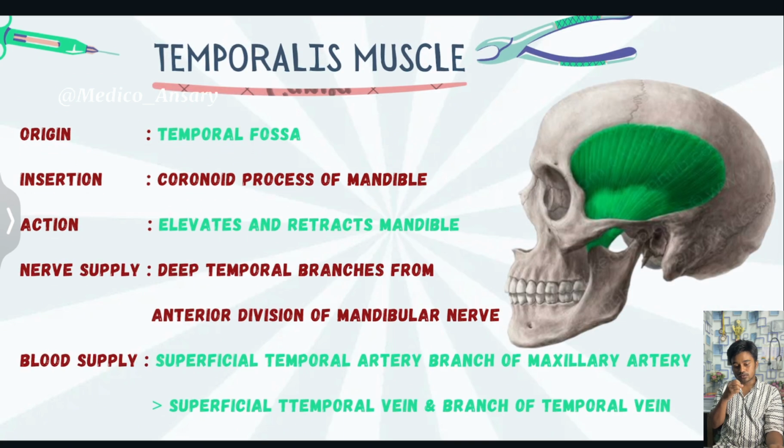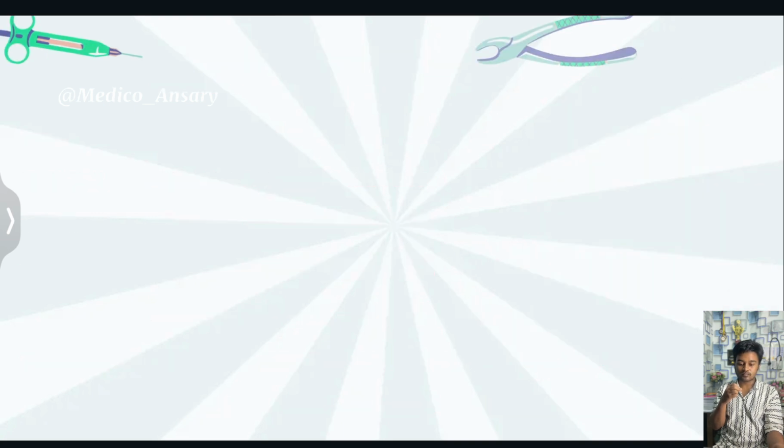Then I discuss the temporalis muscle, originating from the temporal fossa, with insertion into the coronoid process of the mandible. Action: elevates and retracts the mandible. Nerve supply: deep temporal branches from the anterior division of the mandibular nerve. Blood supply: superficial temporal artery, branches of the maxillary artery, and superficial temporal vein and branches of the maxillary vein.